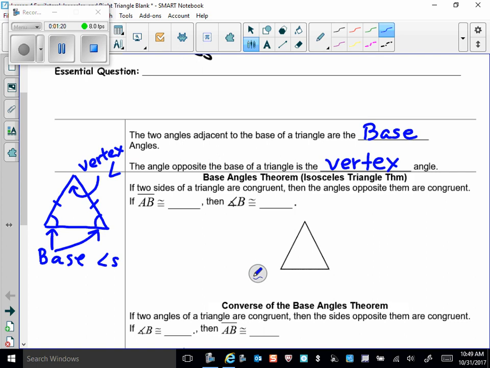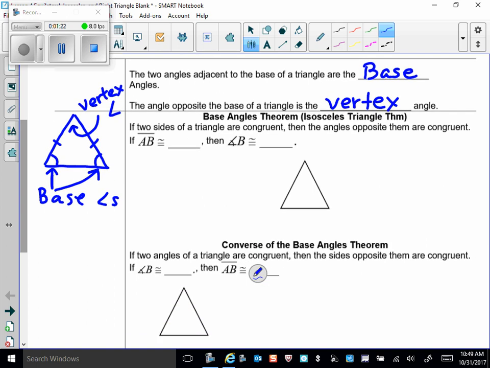All right, and so now we have a base angles theorem. It's also called the isosceles triangle theorem, so I may use those terms interchangeably. It's the same theorem, and it says if two sides of a triangle are congruent, so let's mark this, then the angles opposite them are congruent. And as you can see, I had already drawn it that way in my figure. But that's all it says.